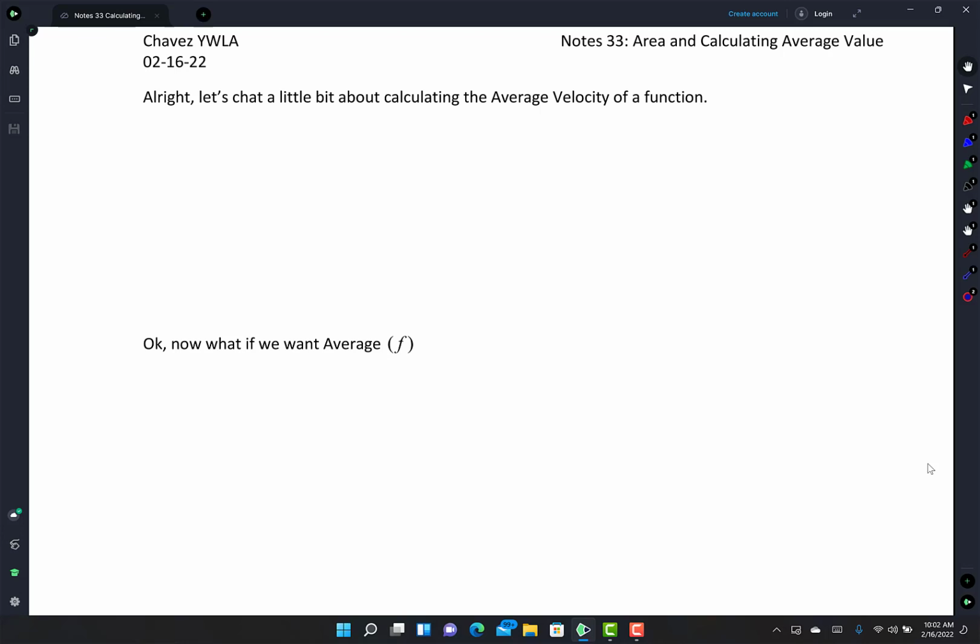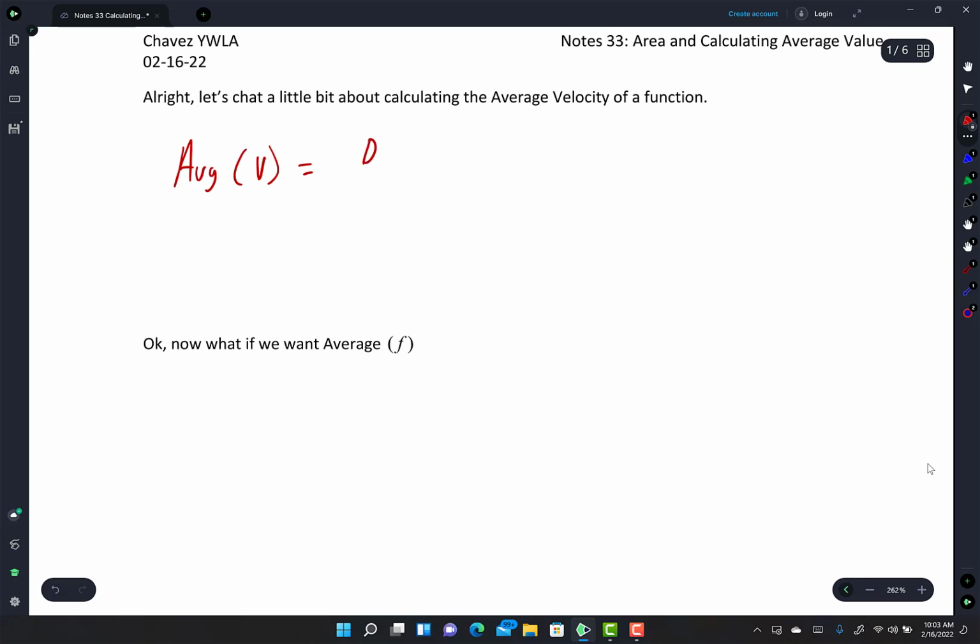From physics, how do I calculate average velocity? Perfect. That's it. That's all it is. So average velocity, I'm just going to put average and then put the V there, is equal to displacement divided by the change in time.